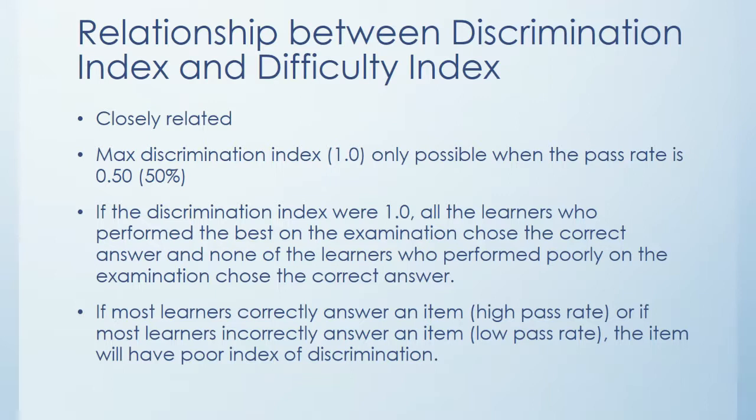So if most learners correctly answer an item, i.e. it has a high pass rate, or if most learners incorrectly answer an item, low pass rate, the item will have a poor index of discrimination. So you have to look at both values to determine if it's a good or a bad item on the test. And we're going to do some examples.